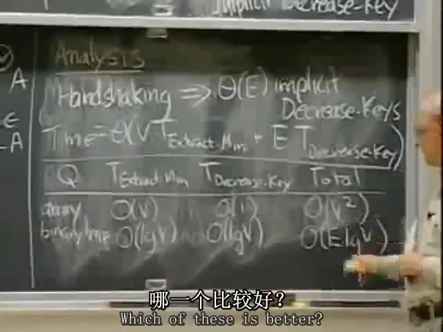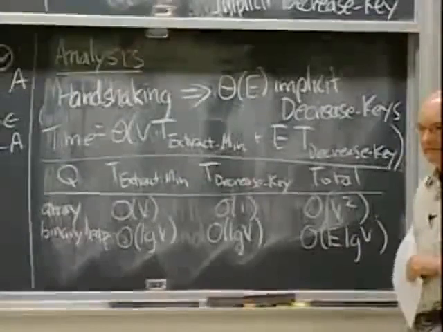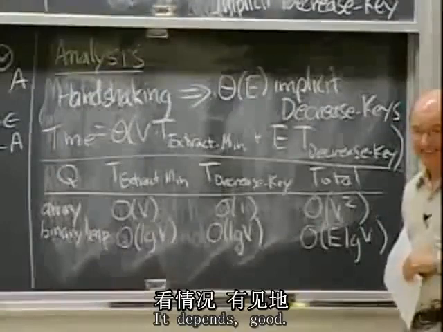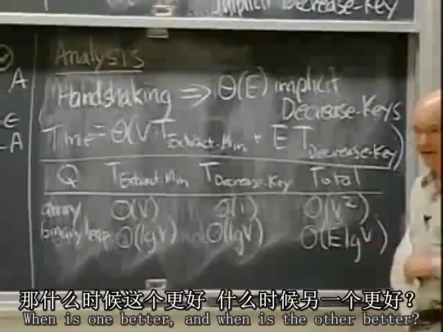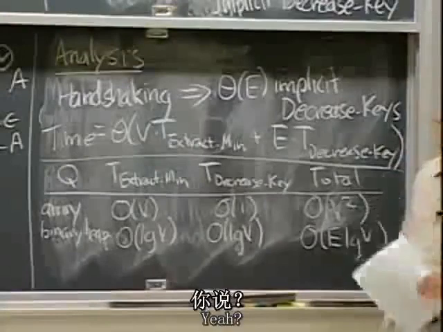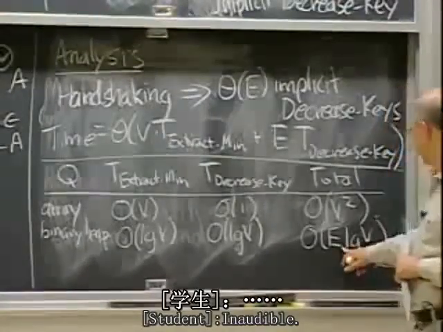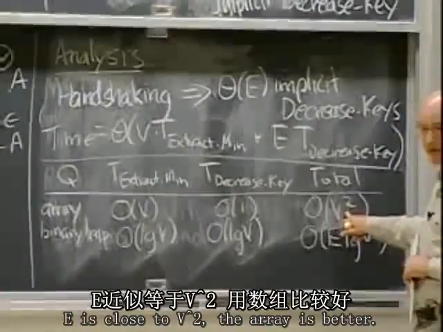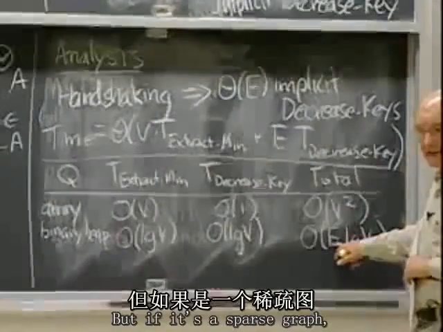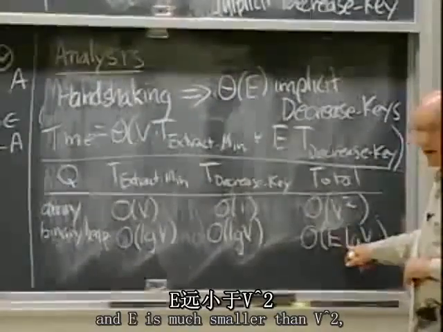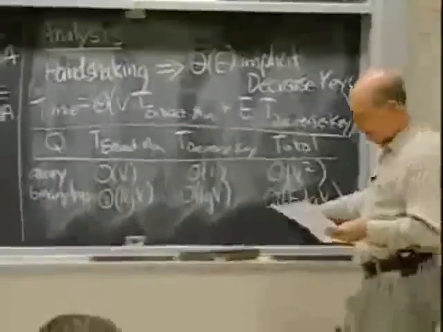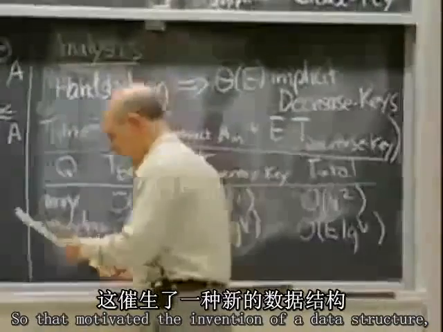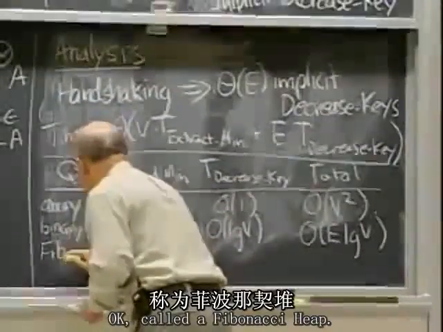Which of these is better? Depends. Good. So when is one better and when is the other better? If E is close to V squared, it's a dense graph, so the array is better. But if it's a sparse graph, and E is much smaller than V squared, then the binary heap is better. So that motivated the invention of a data structure called a Fibonacci heap.